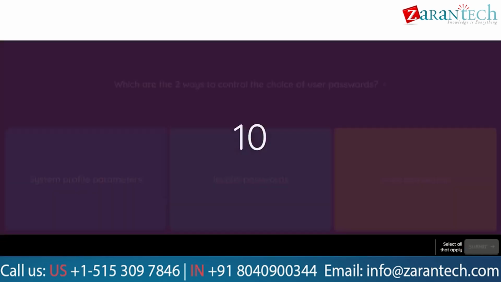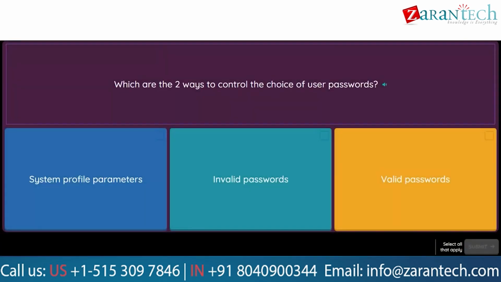Question: which are the two ways to control the choice of user passwords? Option 1: system profile parameters. Option 2: invalid passwords. Option 3: valid passwords.